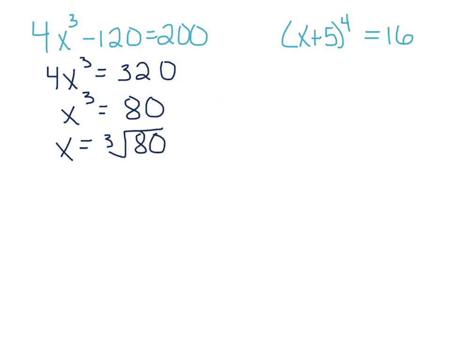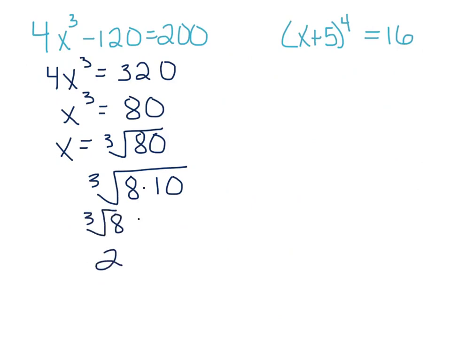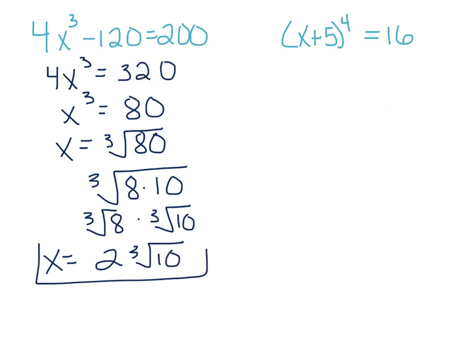And since you've got your powers all memorized, you know that there's not a cube root of 80. So you think, alright, well, what perfect cube goes into 80? 8 does. That's 8 times 10. So I know the cube root of 8 is 2. And then the cube root of 10 we can't take, so x equals 2 cube roots of 10. And that's the way you would write the answer. 2 cube roots of 10.